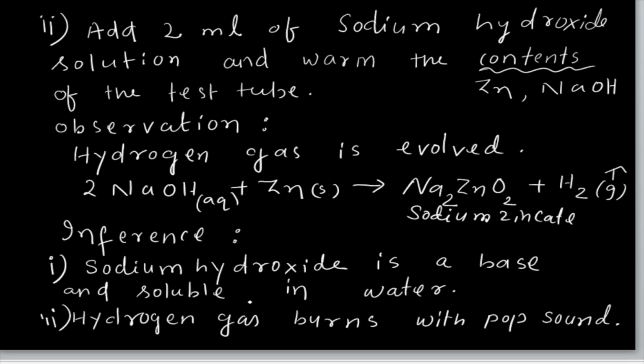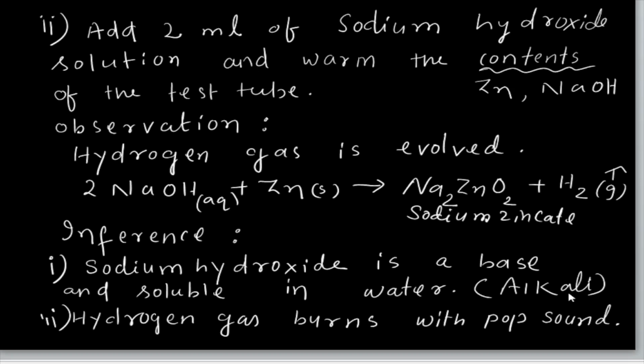Inference: what is the inference then? Sodium hydroxide is a base and soluble in water, and hydrogen gas burns with a pop sound. Now you see here the product is hydrogen gas. I told you hydrogen gas always burns with a pop sound, and sodium hydroxide is soluble in water, and that changes to alkali. It's called alkali. Are you clear? That means alkali is formed. And here the reaction gives sodium zincate. What is the name?